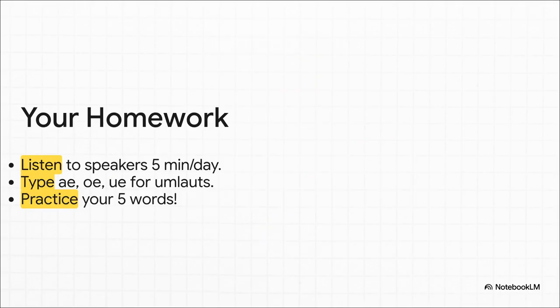Tschüss! Incredible job today. Before you go, I've got a quick, actionable homework assignment to keep you on track. First, try to listen to native German speakers for literally just 5 minutes a day to get used to the rhythm of the language. Second, practice saying your 5 new essential words out loud to someone. And third, here's a really great digital trick. If you're typing on an English keyboard and obviously don't have an umlaut key, you can simply type an E right after the vowel. So you type AE for ä, OE for ö, and UE for ü.